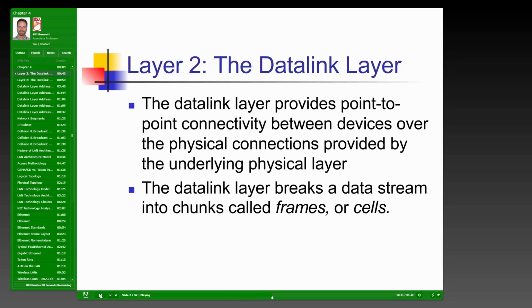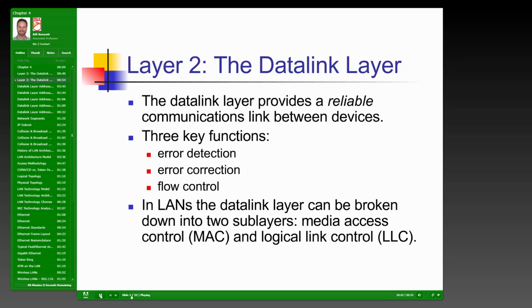The Datalink layer breaks a data stream into chunks called frames or cells, depending on the network architecture that we're talking about. Most network architectures will be frames, but the ATM network architecture refers to the chunking at the Datalink layer as a cell. The Datalink layer also provides for reliable communications between devices. And to meet this purpose, it has three key functions: error detection, error correction, and flow control.